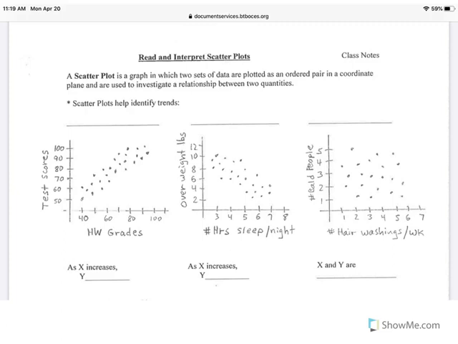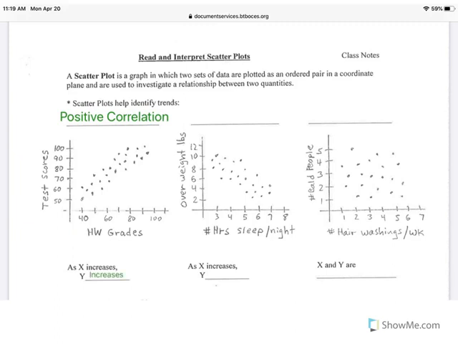And as you can see from the first graph, when they're comparing homework grades to test scores, as the homework grades increase, so do the test scores. So this is going to be what we consider a positive correlation. Correlation meaning relationship between two things. And in all cases of a positive correlation, as the x increases, so does the y.